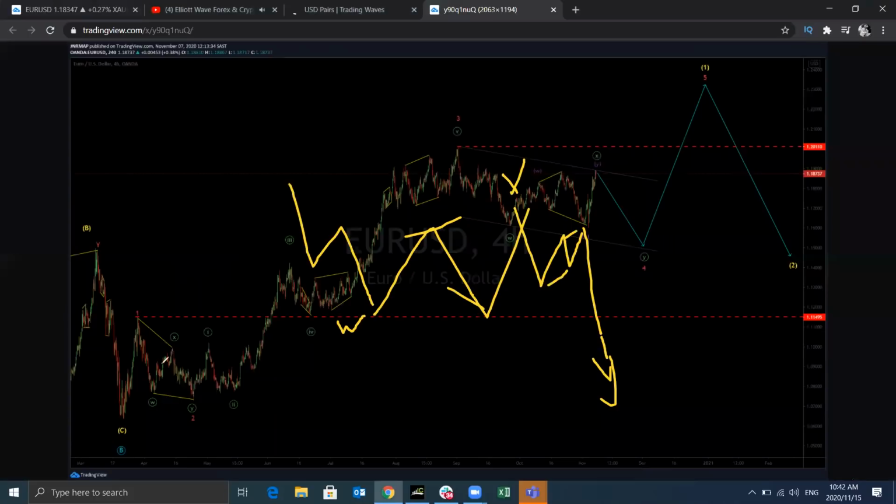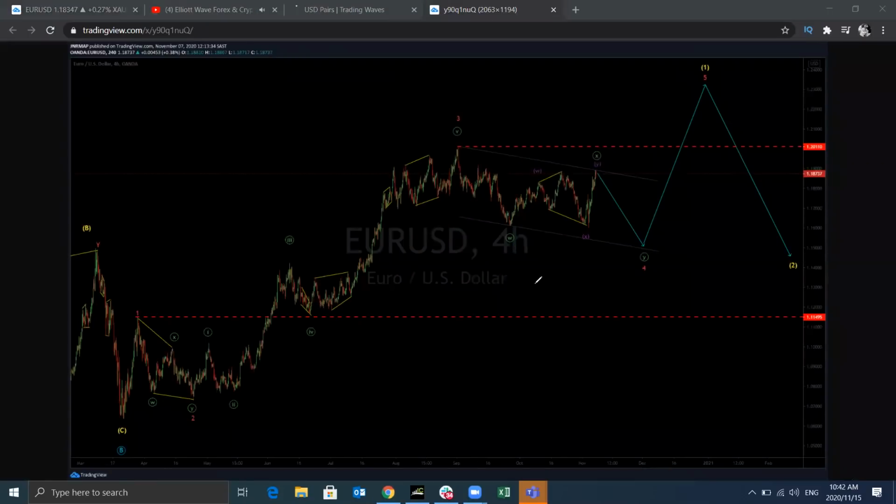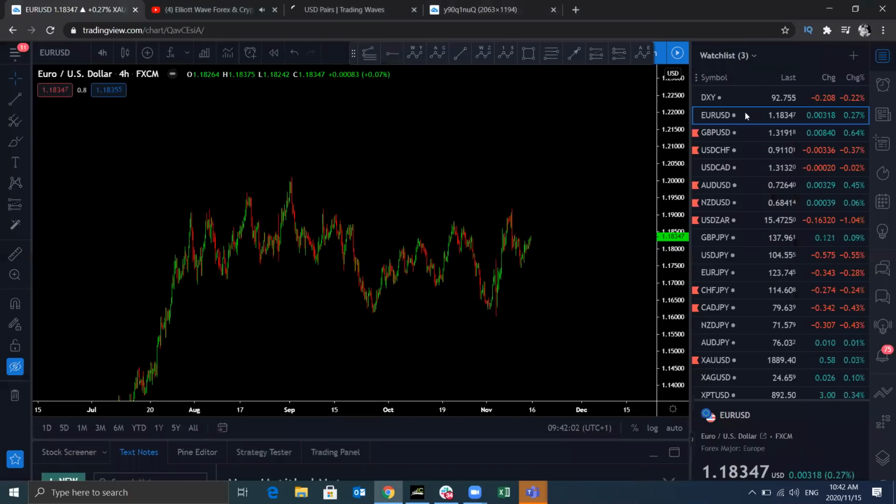If you look at this one here, we're looking at this red degree, 1, 2, 3, and this is our wave 4. So whatever structure is happening here on the euro, we're taking advantage to complete wave 4, and then we're going to be looking for wave 5 to complete here on Euro US dollar. Let's see how this plays out. That is Euro US dollar.